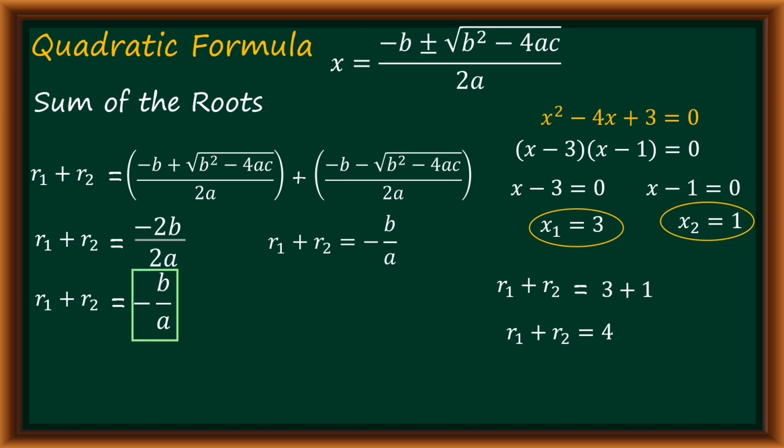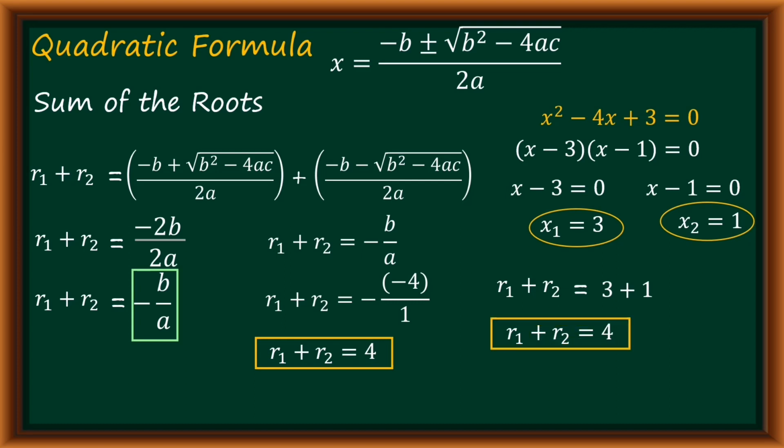So from our equation, our b is negative 4 and our a is 1. So we have r sub 1 plus r sub 2 is equal to negative of negative 4 over 1. Negative of negative 4 over 1, so we have now the sum as 4. As you notice, we have the same answer but with different methods. Therefore, the sum is 4.